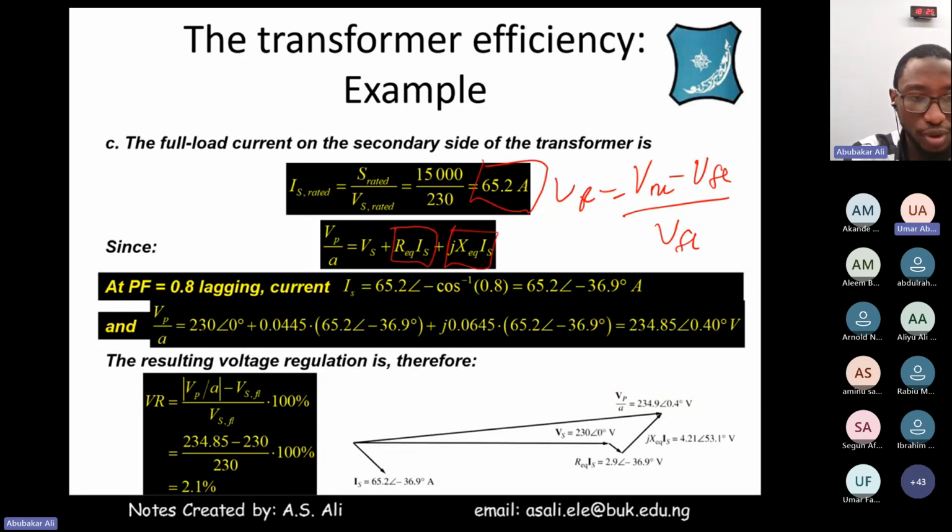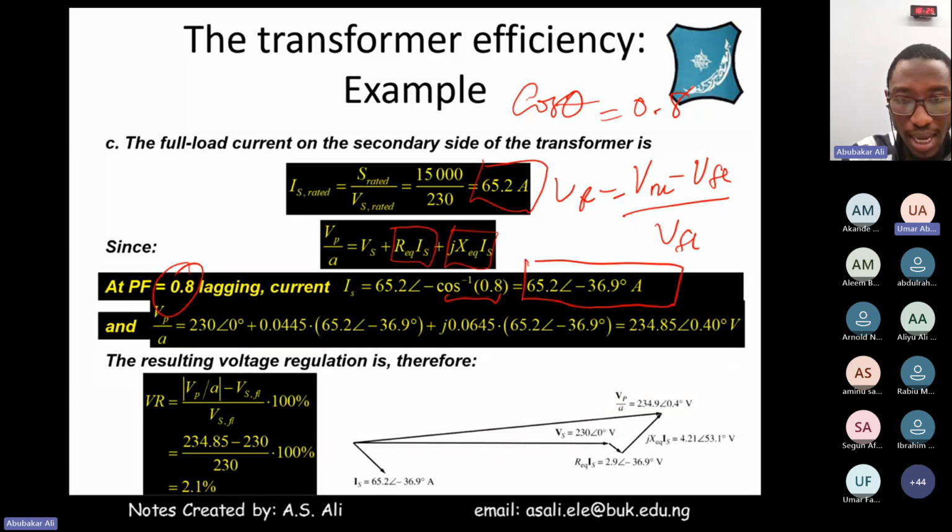So at a power factor of 0.8, which is lagging, your IS is equal to 65.2 angle cos inverse of 0.8, because we know power factor is cos psi, right? So cos inverse of 0.8 gives us 65.2 angle minus 36.9 degrees amperes. Okay, now we know the current going here.